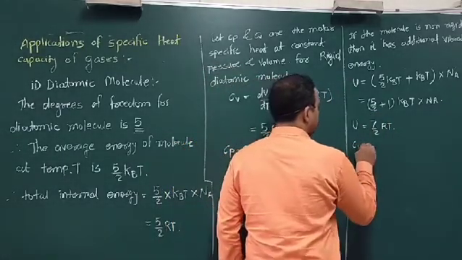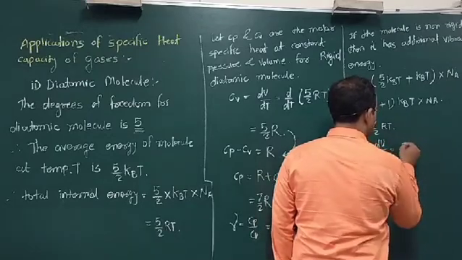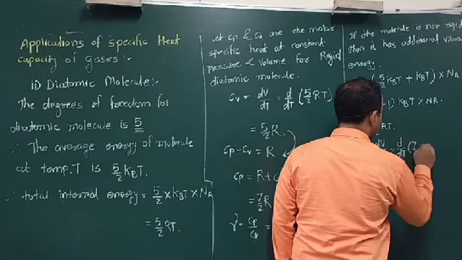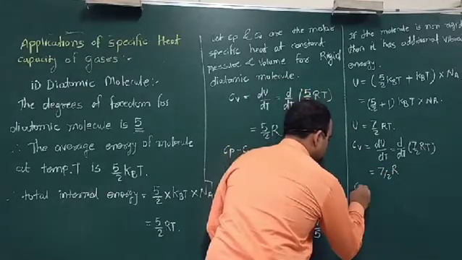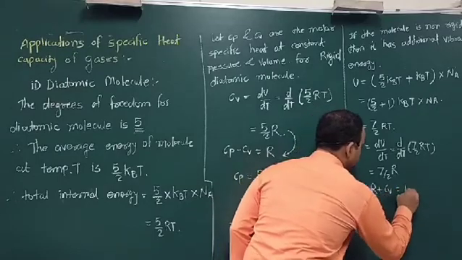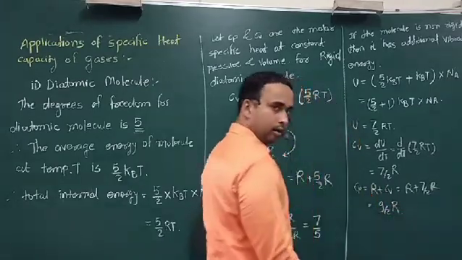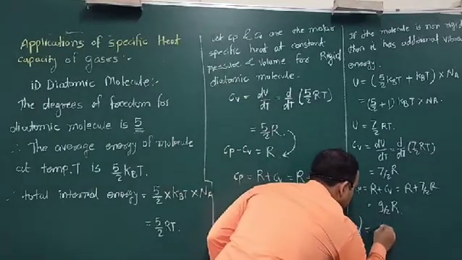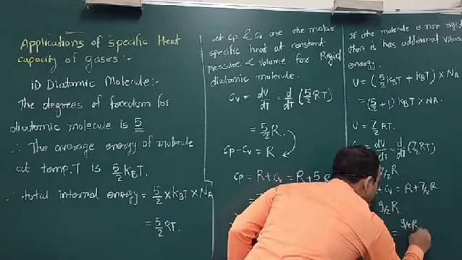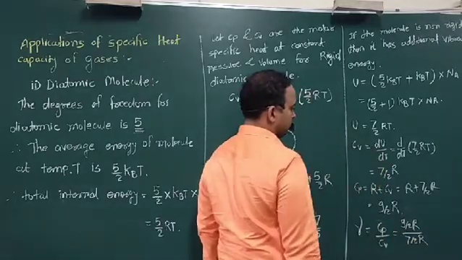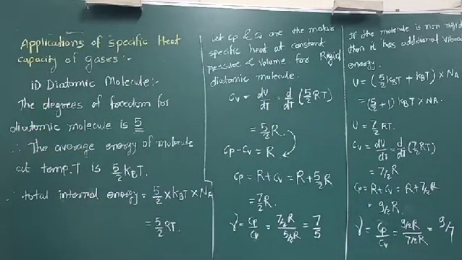So Cv is equal to dU by dT, which is equal to d by dT of 7 by 2 R into T. So we get 7 by 2 R. So Cp is equal to R plus Cv, which is R plus 7 by 2 R. So it is equal to 9 by 2 R, and gamma is equal to Cp upon Cv, which is 9 by 2 R upon 7 by 2 R, which is equal to 9 by 7. Understood?